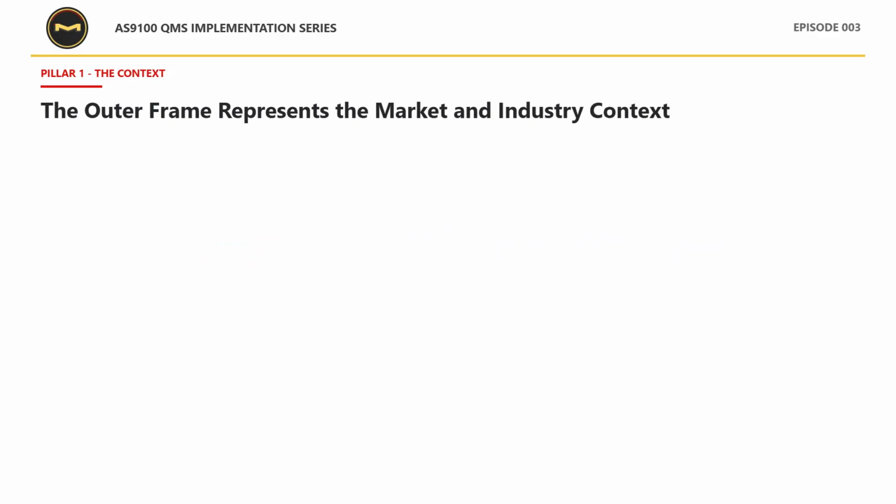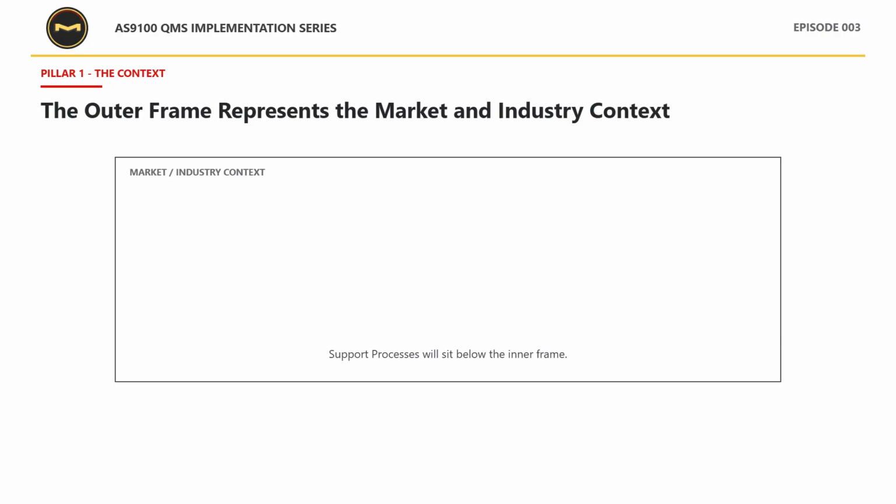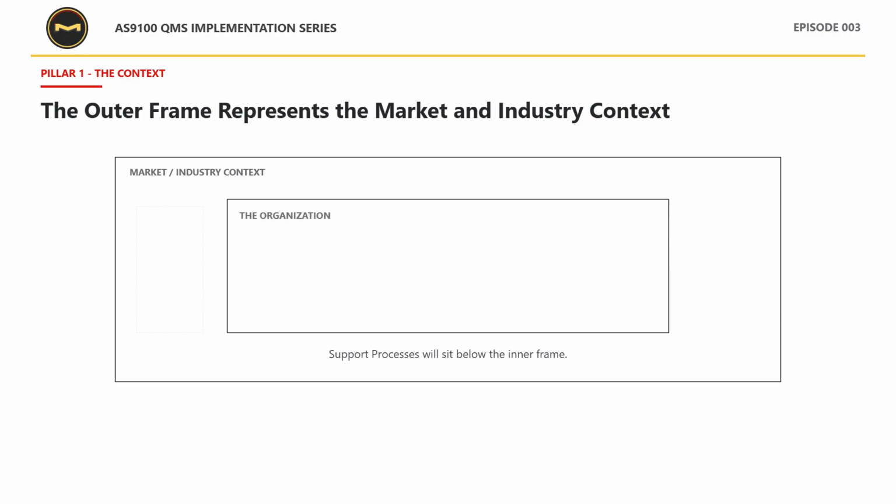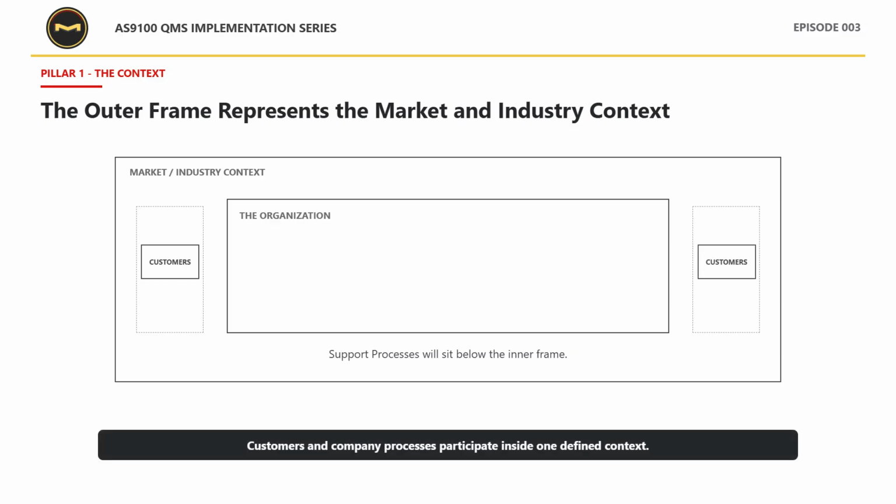Now create the first structural pillar, the outer frame. This rectangle represents the market and industry context. Customers appear on the input and output sides. The company operates within this context, receives external requirements, and returns its results to the market.